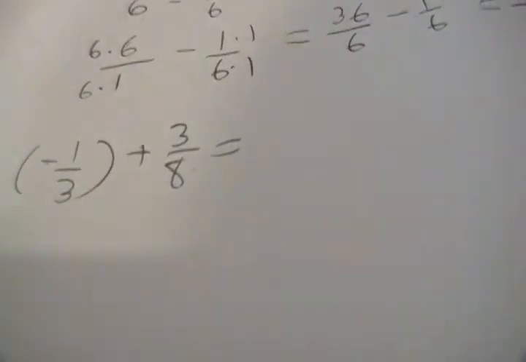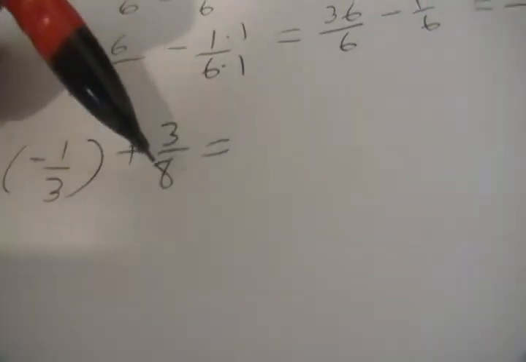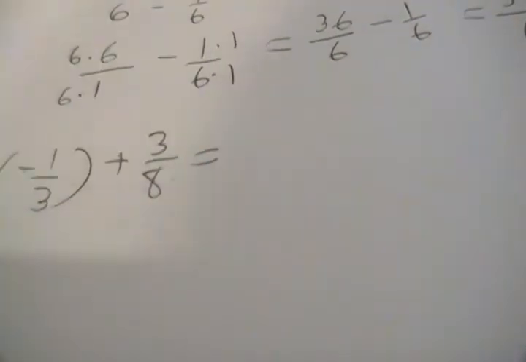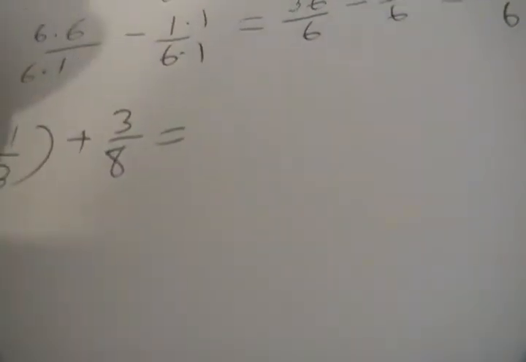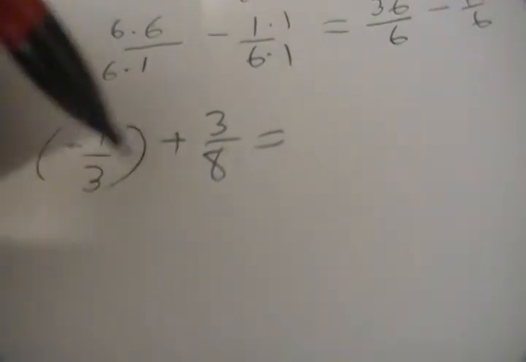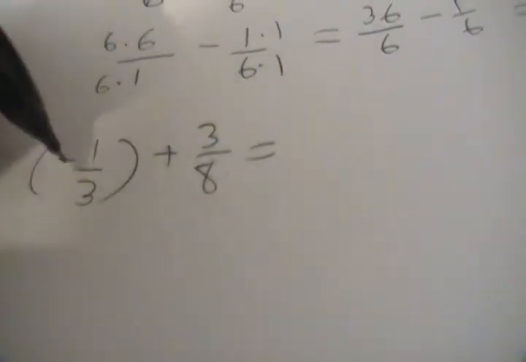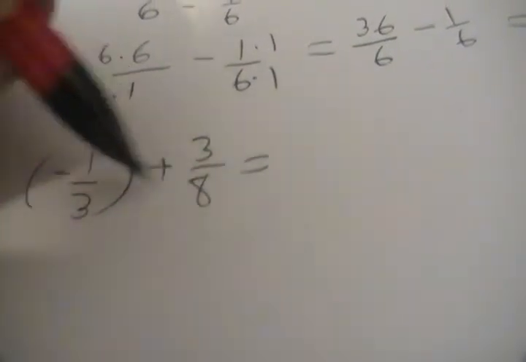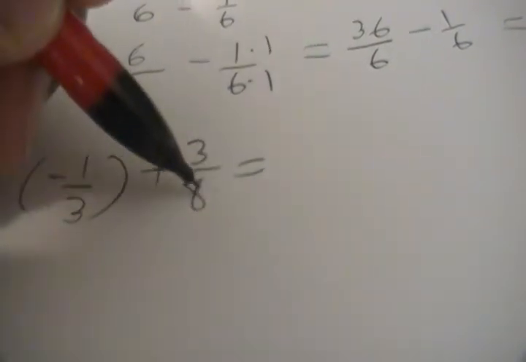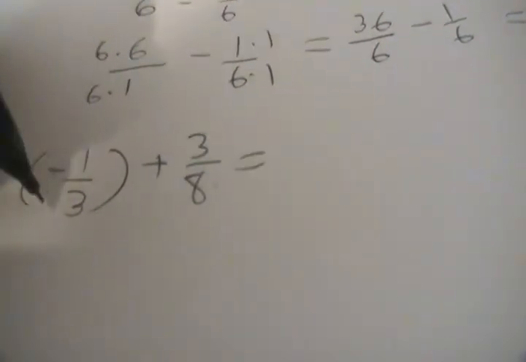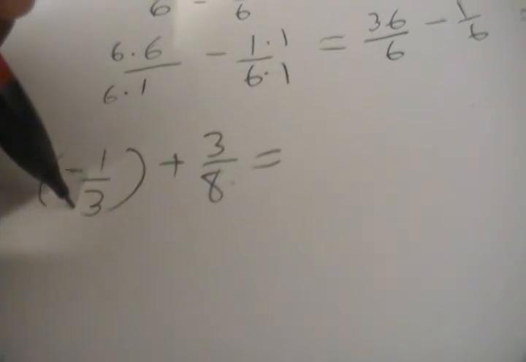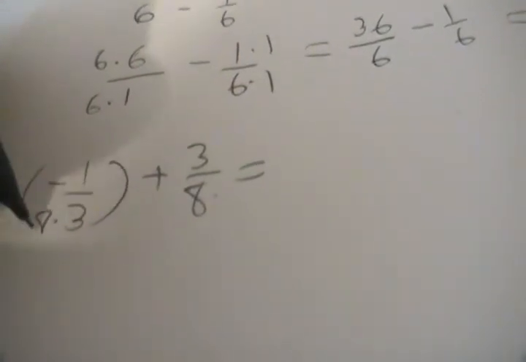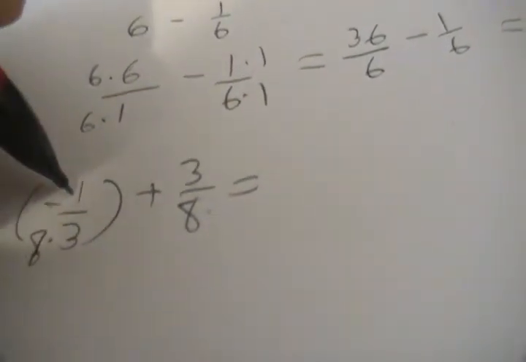Okay, so 3 and 8 don't really go well together, right? Because the factors of 8 are 2 and 4, and the factors of 3 are 1 and 3. So what we're going to have to do here is multiply 8 to 3, and then over here bring the 3 and multiply that to the 8, right? So 3 times 8 in the bottom.